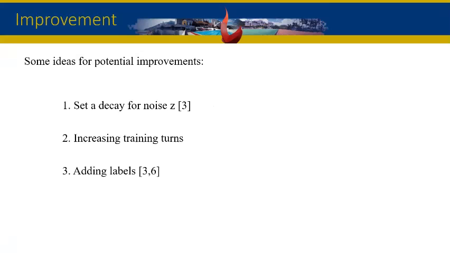We also provide some ideas for potential improvement. Firstly, we can set a decay for random noise to get a cleaner result. Or we can keep increasing the training time. Maybe 22,000 turns are not enough for our project. Moreover, we can add some labels, which may bring a positive effect to the model according to some research.